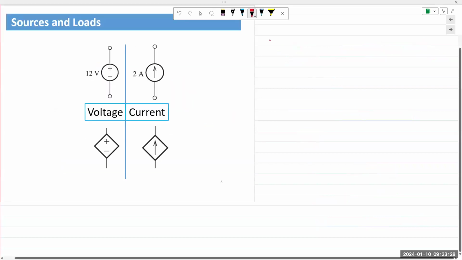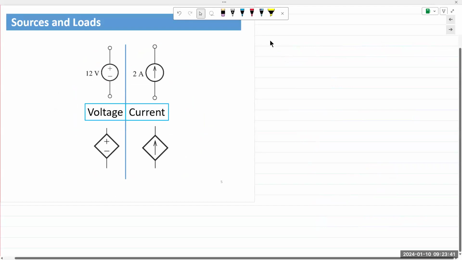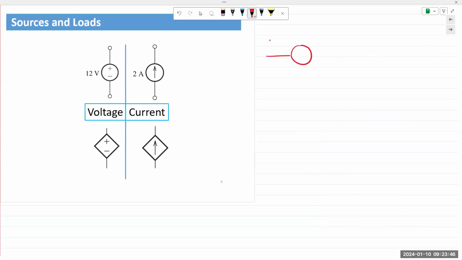So here, just examples of what we just talked about. This is a voltage source. This is a current source. Now here in the circuit, you have drawn it vertically. It could be horizontal also. So a voltage source could be like this, and a current source also could be like this. The direction does not matter. The plus and minus could be switched. The arrow also could be switched. But again, this is a voltage source. This is a current source.